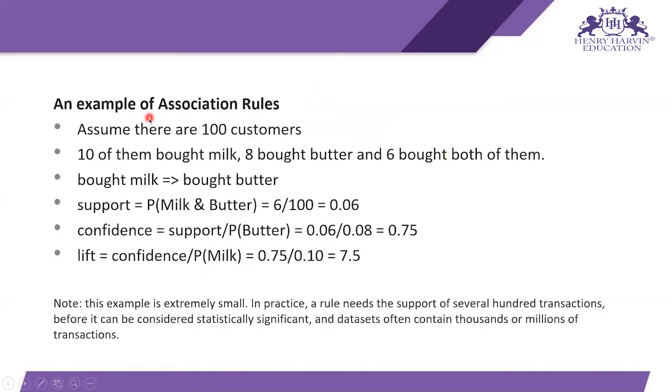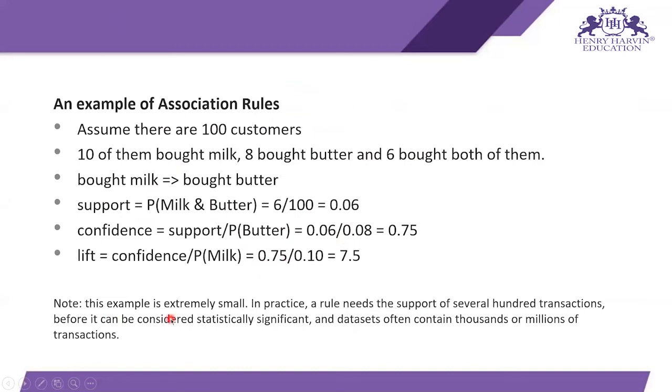Next is an example of association rules. Assume there are 100 customers, 10 of them bought milk, 8 of them bought butter, and 6 bought both of them. Support for milk and butter is 0.06, confidence is 0.75, and the lift is 7.5.